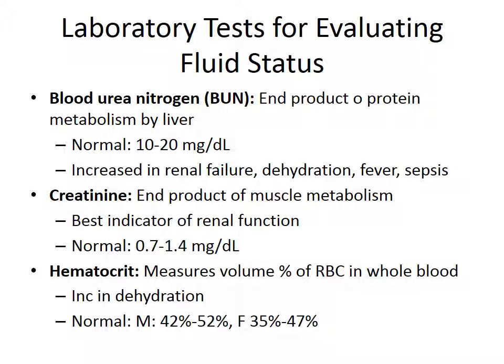Hematocrit, measured in the CBC, is also another valuable test for evaluating fluid status. It measures the volume percent of red blood cells in whole blood, and it increases in dehydration states. Males and females have different hematocrit levels. The normal in males is 42 to 52%, and in females, it's 35 to 47%.